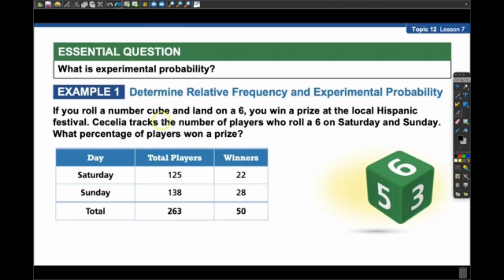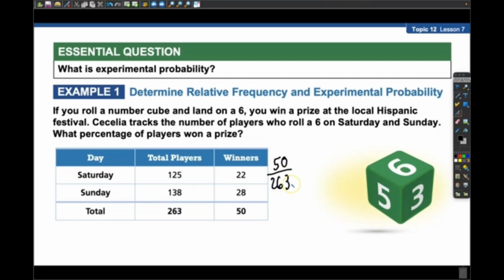If you roll a number cube and land on a 6, you win a prize at the local Hispanic festival. Cecilia tracks the number of players who roll a 6 on Saturday and Sunday. What percentage of players won a prize? So if we look at this, Saturday, there were a total of 125 players and 22 winners. On Sunday, 138 and 28 won. Okay? So in total, out of both days, we had 50 winners out of 263 people.